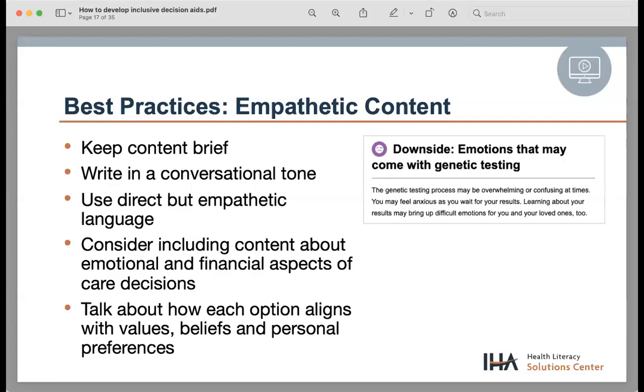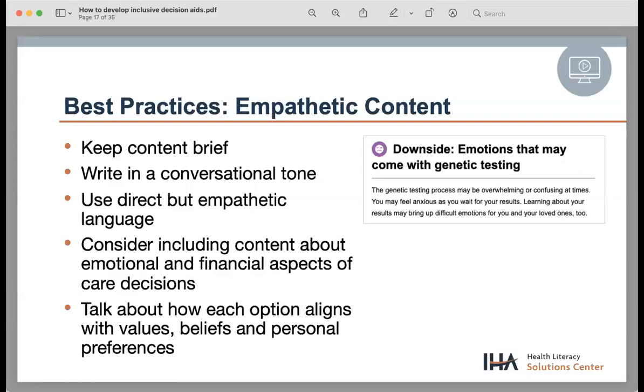Next, consider including some content about the emotional and financial aspects of care decisions. We've talked a little bit about the emotional aspects, in that whether using a certain treatment, using a certain medical device, or pursuing a certain treatment option will be stressful or require time and effort every day, or require some significant trade-offs in terms of side effects or quality of life. All of those are highly personal and emotional decisions, and it's okay to acknowledge that, and maybe even give people a heads up about some of the emotional aspects that they may experience.